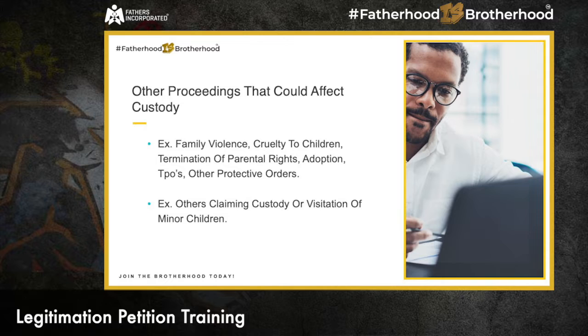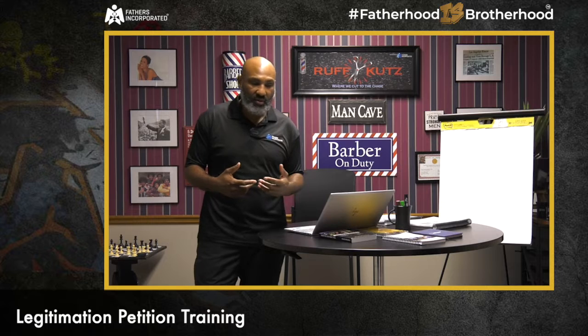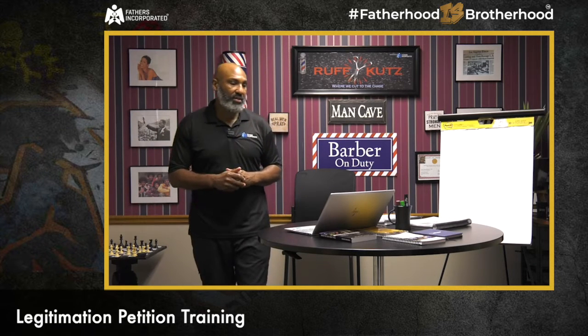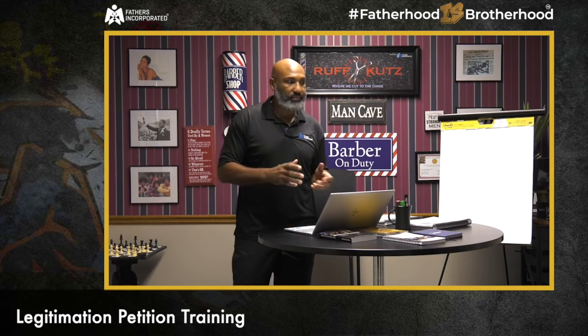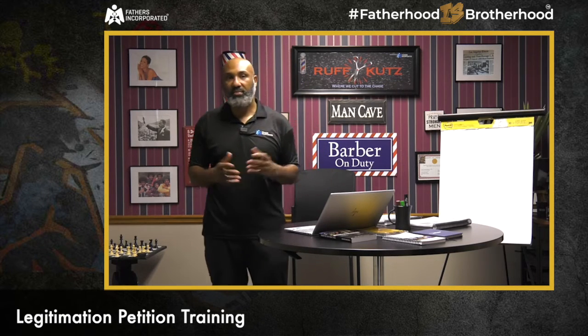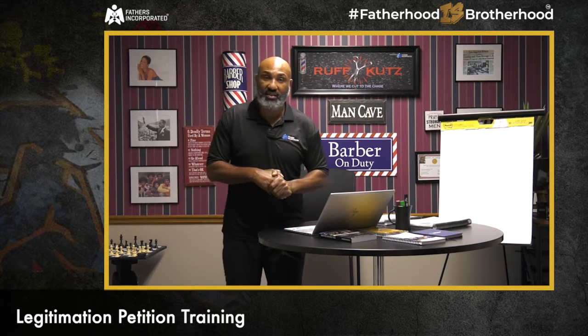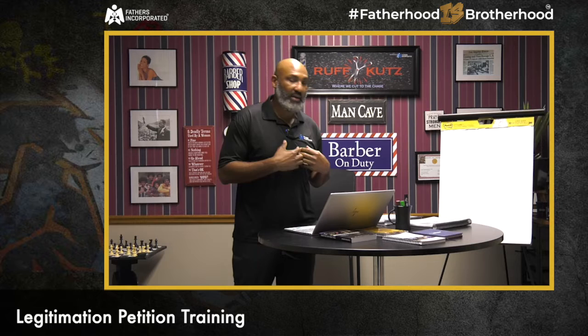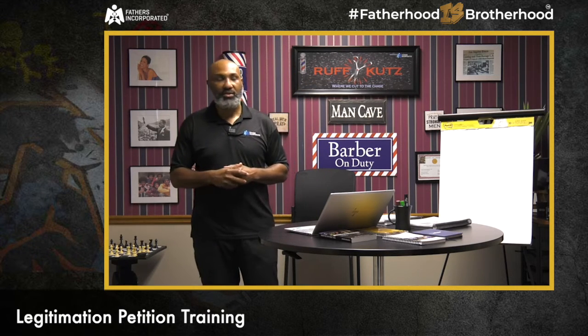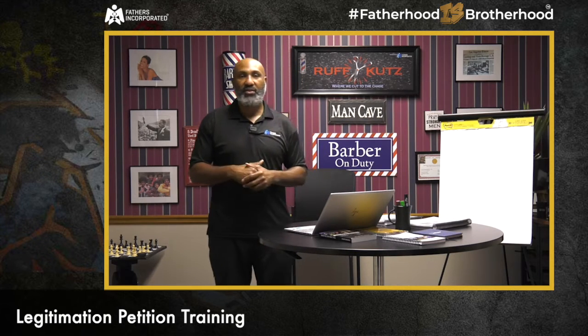Other proceedings that could affect custody, all right? So we have family violence, cruelty to children, termination of parental rights, adoption, TPOs, temporary protection orders, or other protective orders. Example, others claiming custody or visitation of minor children. So you just got to be aware if you have any of those things in place. It's not a guarantee, but it could mean that custody or visitation or parenting time may be altered based on that fact. All right, guys? So make sure we're aware, so we don't come into this thinking, okay, I'm going to get 50% custody, 70% custody, but I have a family violence issue, or I have a cruelty to children issue. The judge is going to take a look at all those things prior to giving you any parenting time.